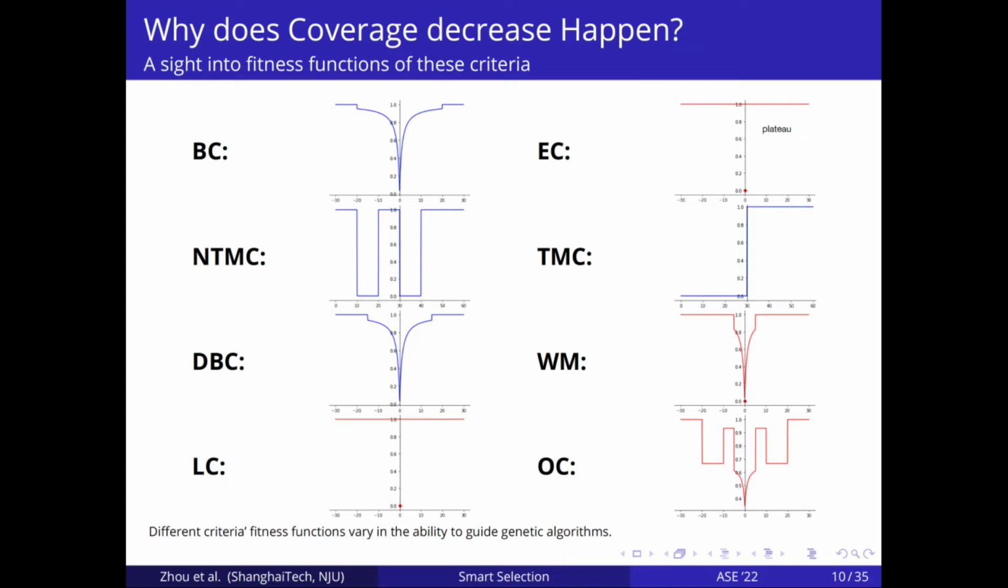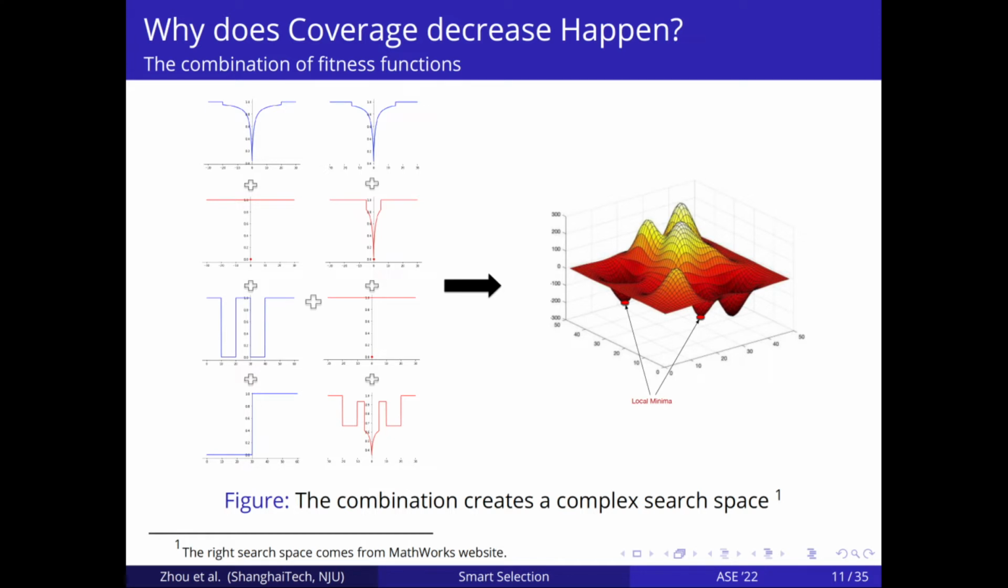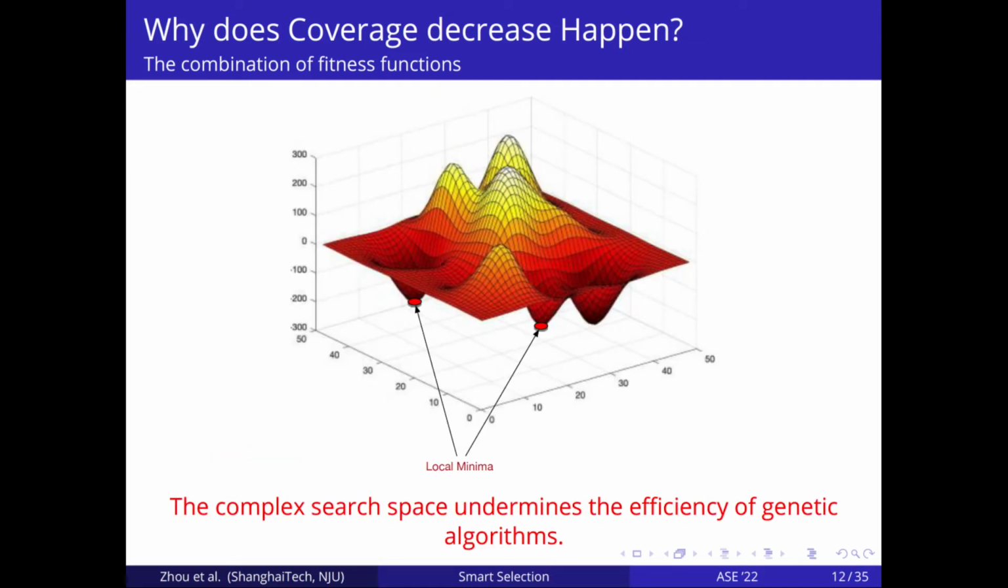Hence, we know that different criteria fitness functions vary in ability to guide genetic algorithms due to their internal properties. As a result, the combination creates a complex search space, potentially containing many local minima. This complex search space undermines the efficiency of genetic algorithms.